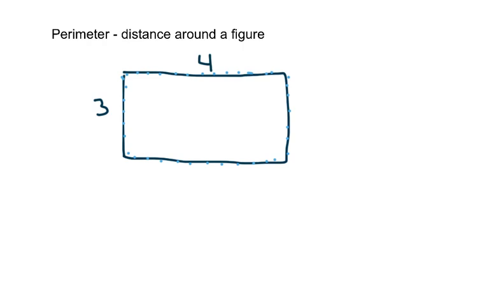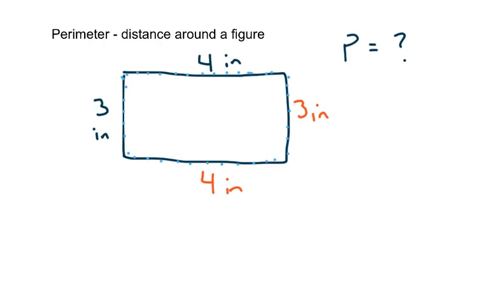Now let's say we've been given a rectangle that has a length of 4 inches and a width of 3 inches, and we want to know the perimeter of this rectangle. Since it's a rectangle, the sides opposite each other are equal. So if the width is 3, that's going to be consistent, and if the length is 4, that's going to be consistent. Those are in inches as well.